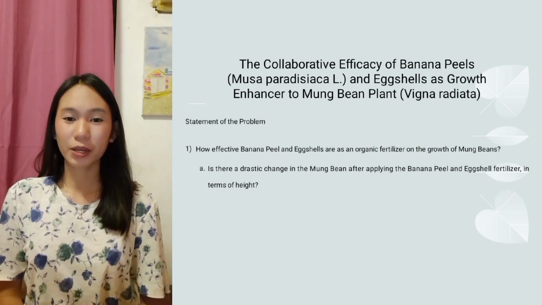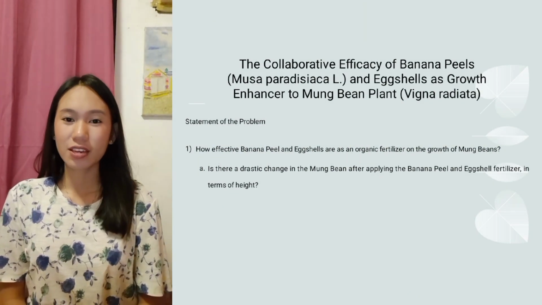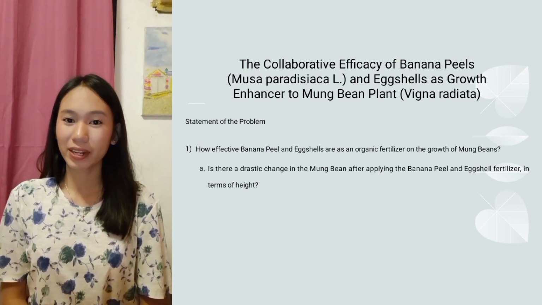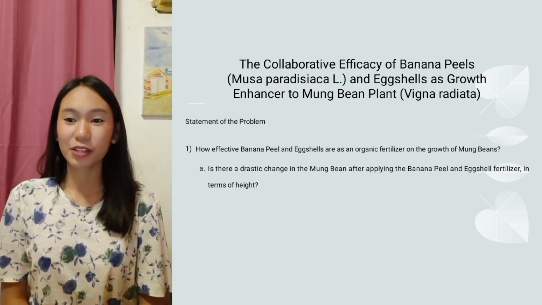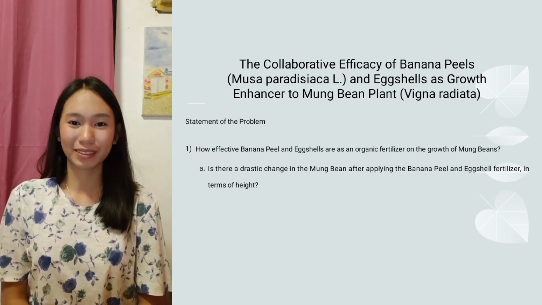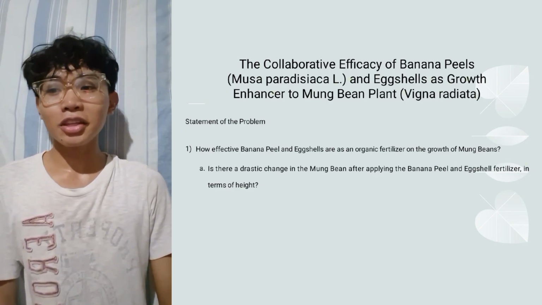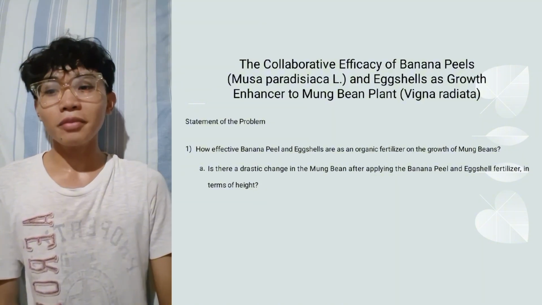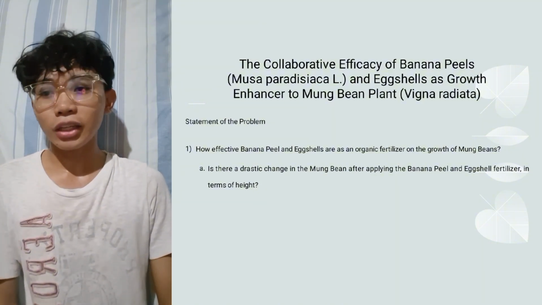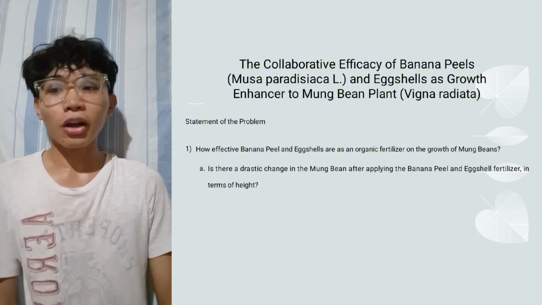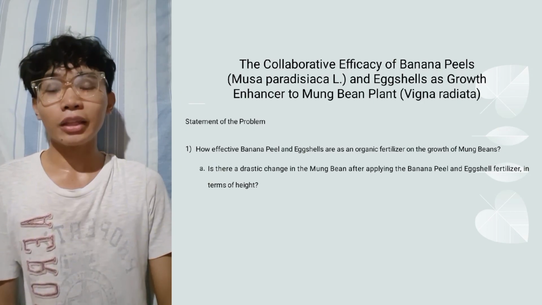We have here a sample problem from the study The Collaborative Efficacy of Banana Peel and Eggshells as a Growth Enhancer to Mung Bean Plant. The study used the t-test as a statistical tool to measure the effectiveness of banana peel and eggshells as an organic fertilizer on the growth of mung bean plant in terms of its height.